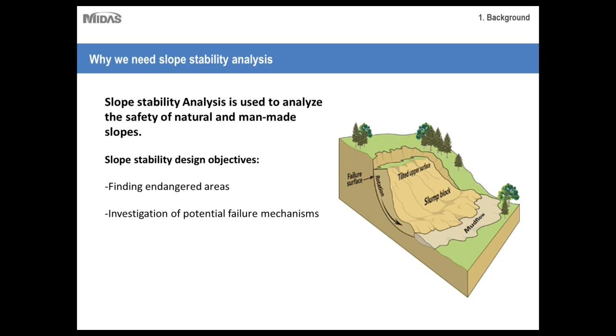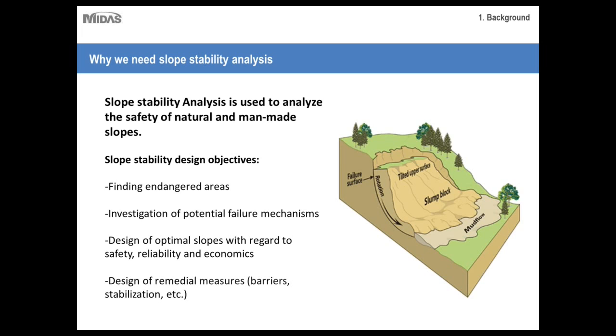The investigation of potential failure mechanisms. So we would like to predict accurately how the slope would fail and what would cause it to fail. The design of optimal slopes with regard to safety, reliability, and economics. So with man-made slopes, we want to design slopes to be safe, reliable, and also cost-effective. And the design of remedial measures such as barriers and stabilization. Sometimes when slopes aren't stable enough on their own, engineers will design specific structural supports that will keep that slope stable under certain conditions.